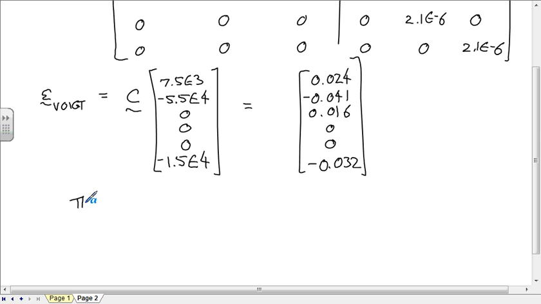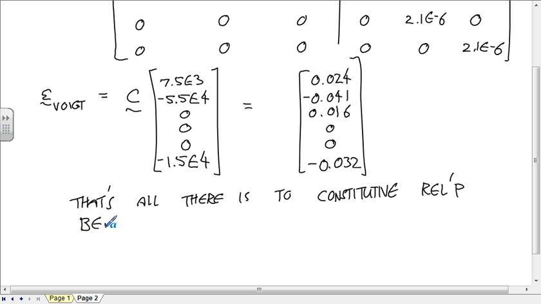So that's all there is to the constitutive relationship between stress and strain. So now, if we can come up with a stress, we can come up with the strain no matter what the state is, as long as our assumptions are met. So now all we have to do is come up with ways to figure out what actual strains are.